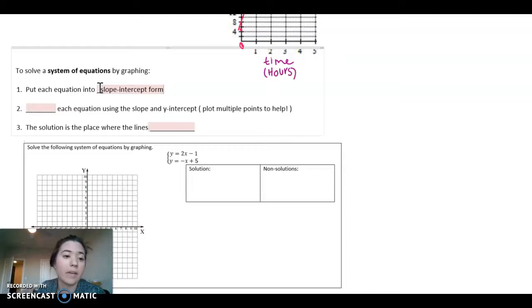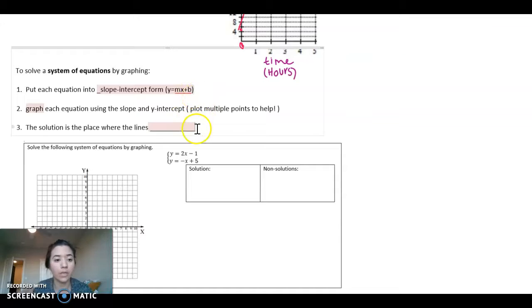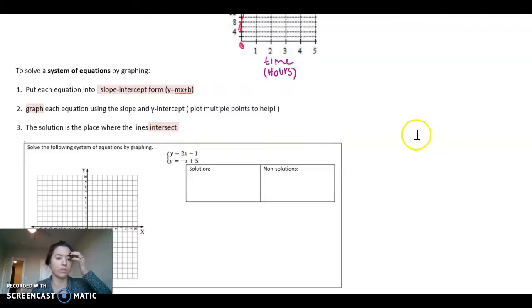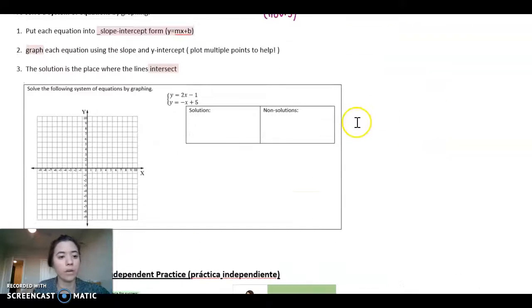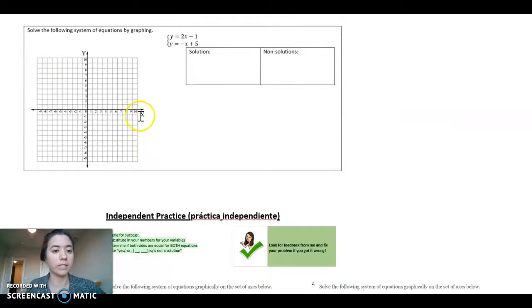If it's not already, slope-intercept form, remember, is just y equals mx plus b. It's solved for y. And then we're going to graph each equation using the slope and the y-intercept, and plot multiple points. And then again, the solution is where the lines intersect. So I'm going to do an example for you, and then you'll try independent practice.